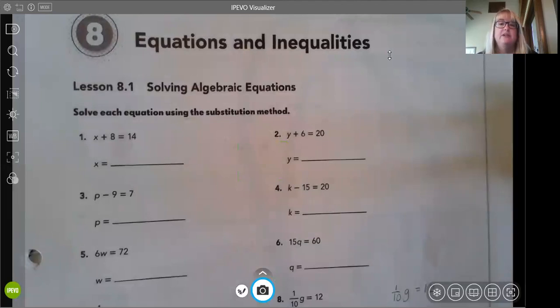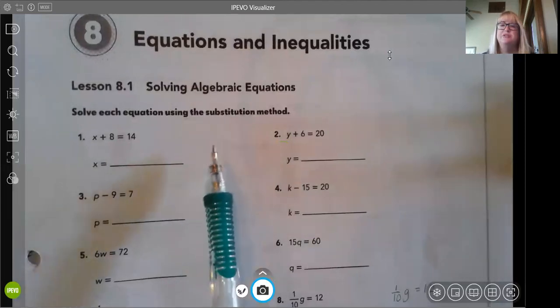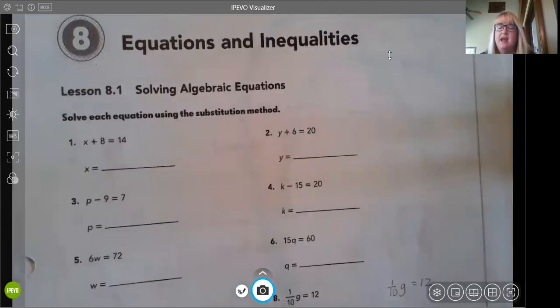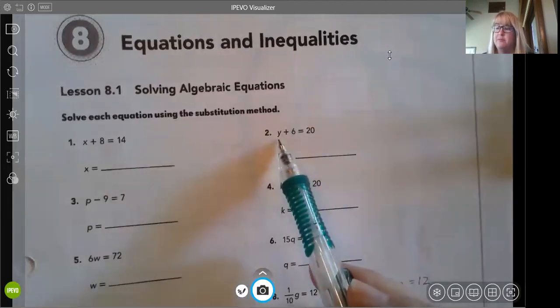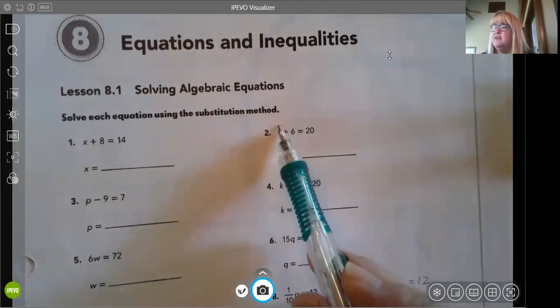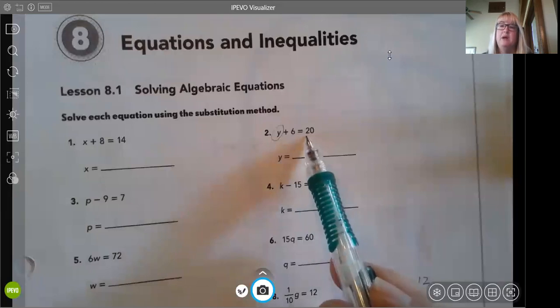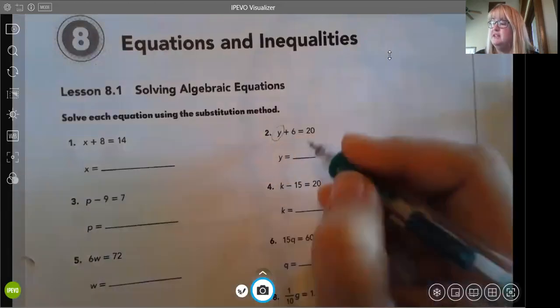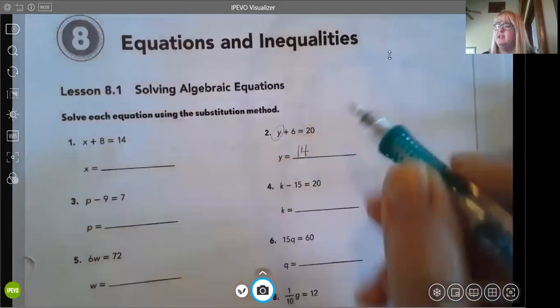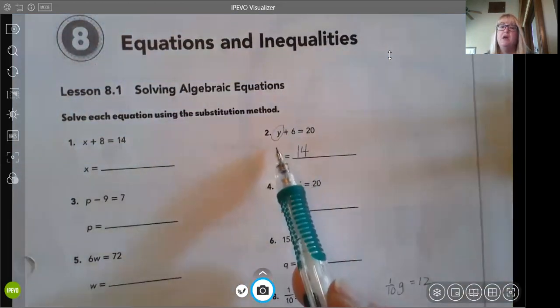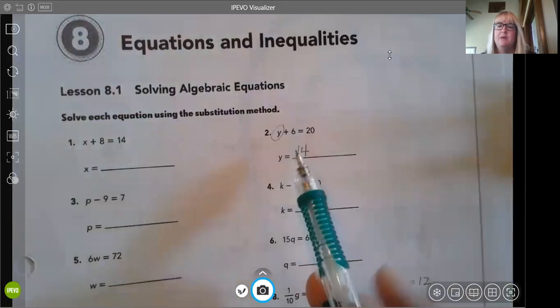We're going to do the even ones together, and I want you to do the odd ones on your own. And part 1 says solve each equation using the substitution method. The substitution method, all that means is you think about what number you can substitute for your variable. So in number 2, y is our variable. What number plus 6 equals 20? Well, if you think about it, it would be 14. So you would put y equals 14. If we substitute 14, 14 plus 6 equals 20.